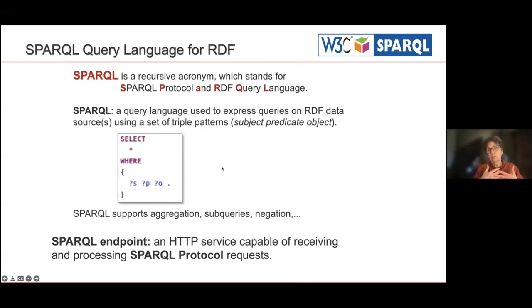For those who know relational databases and the SQL language, it's very similar. SPARQL supports aggregation, subqueries, and negation, similar to what you can find in relational databases. A SPARQL endpoint is an HTTP service that is able to receive and process SPARQL protocol requests.